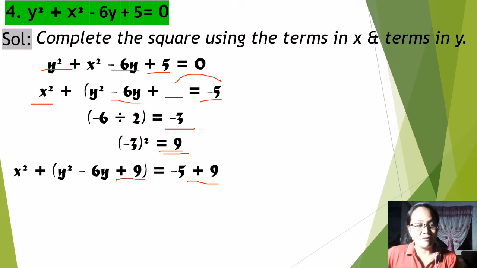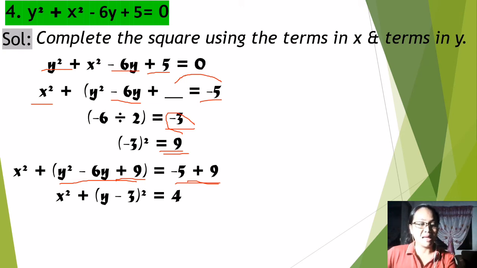Next, i-factor natin ang y squared minus 6y plus 9. Gaya ng sabi ko kanina, gagamitin natin ang sagot sa division kanina. So we have now x squared plus, copy the terms, y minus 3 kasi negative 3 ito, and then exponent 2 is equal to negative 9 plus 9. Adding unlike signs, we're going to subtract. So 9 minus 5 is equal to 4. And then copy the sign of the greater value. So ang mas mataas na number ay 9 at ang sign niya ay plus or positive. So positive ang sagot natin.